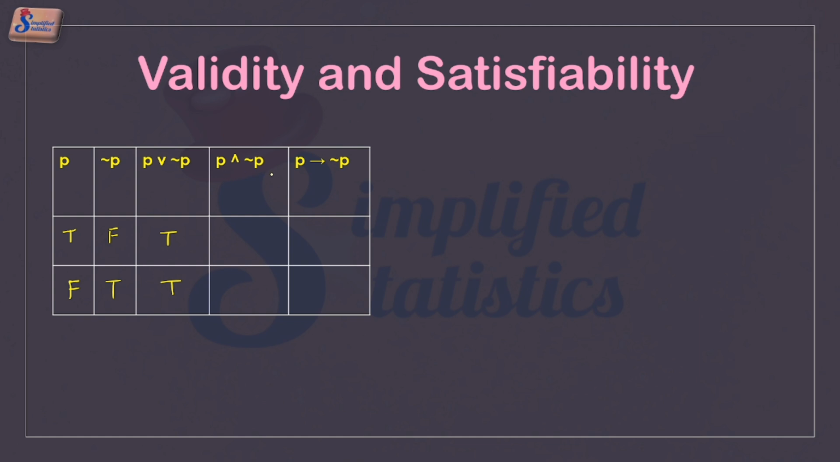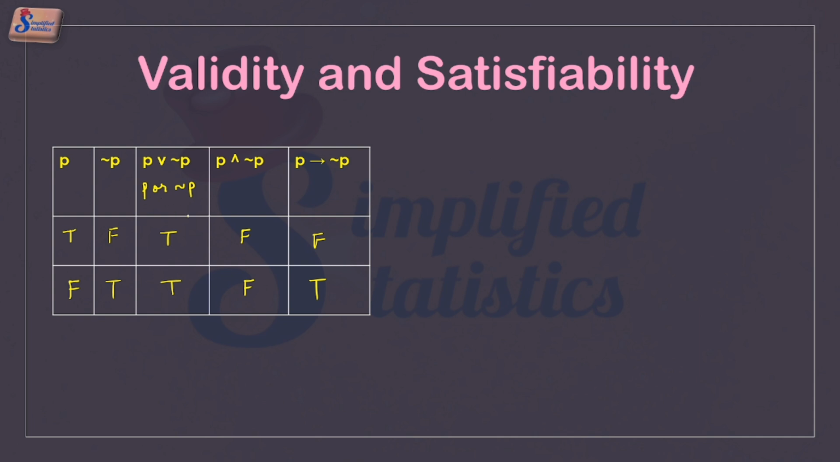Next, P and negation P. In case of P and negation P, if both the statements are true, then only the result will be true. Here one is true, one is false, the result will be false. Here also one is false, one is true, then the result will be false. Last one is if P then negation P. And if-then is true in three cases: when both the statements are true or both the statements are false, or if first is false, second is true, and it will become true, otherwise it will become false.